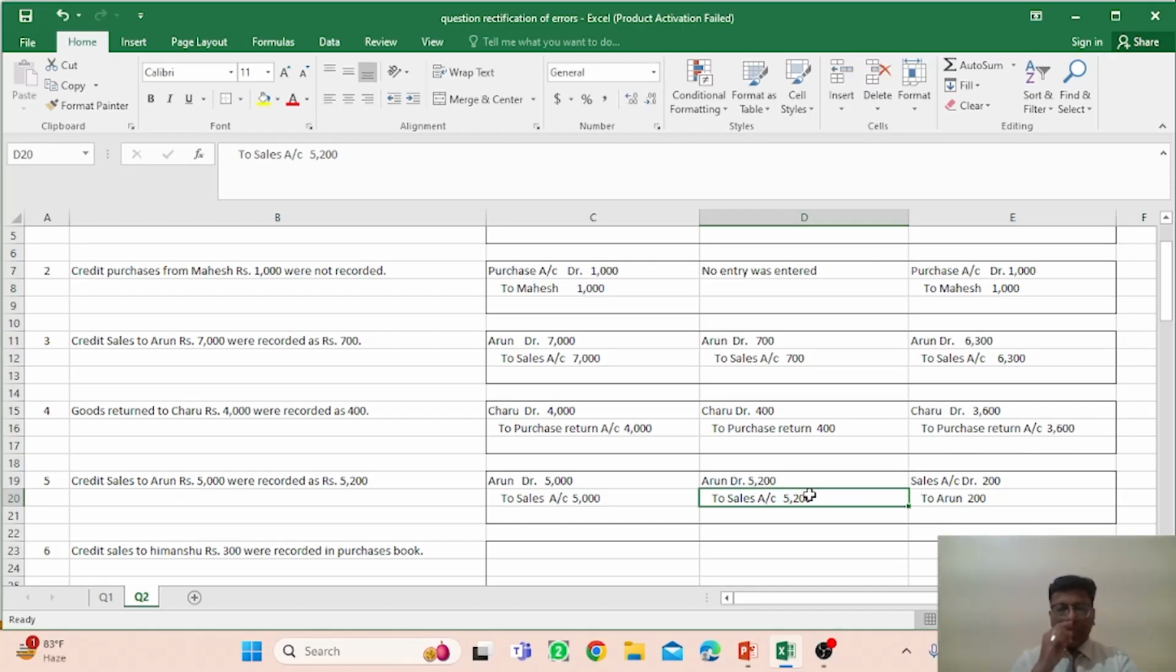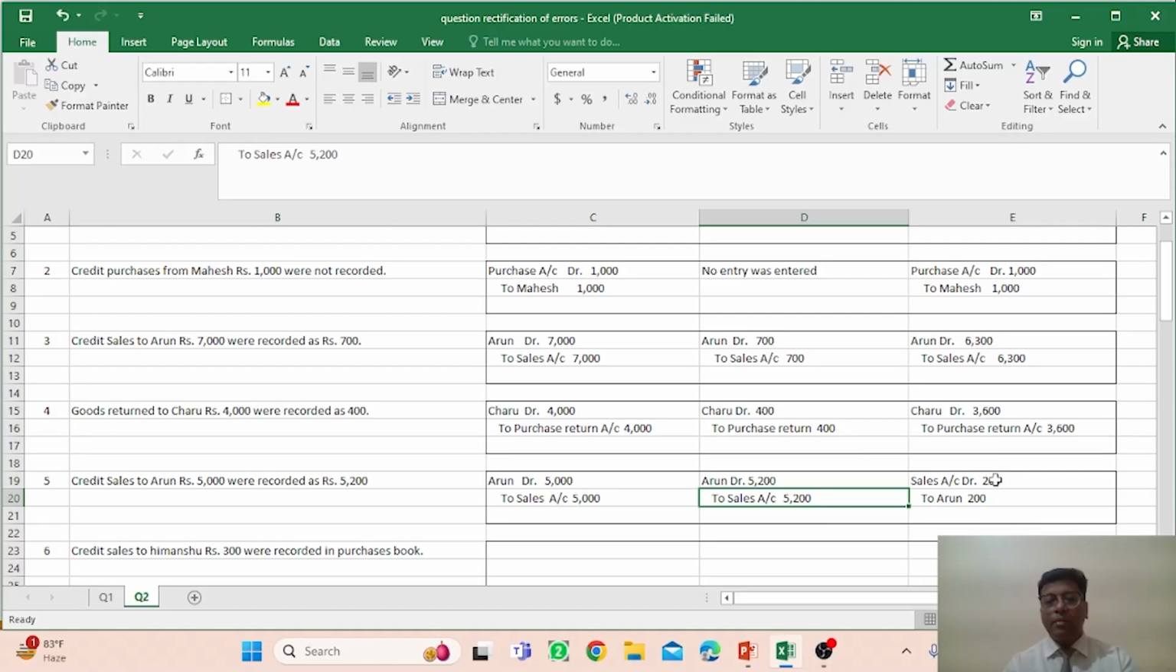Let's think about exactly what the matter was. Arun should have been debited by 5,000, but 5,200 was written there, and the sales account should have been credited by 5,000, but you posted 5,200 in the sales account. So both accounts have the excess amount, on the debit and credit side. Arun was debited by 5,200. Now, in order to rectify this entry, you have to reduce the amount. How will you reduce it in the account? You have to make it credit, because it was debited by 200 in excess. You reduce this account by making the debit side a credit side. So Arun should be credited in this particular rectification.